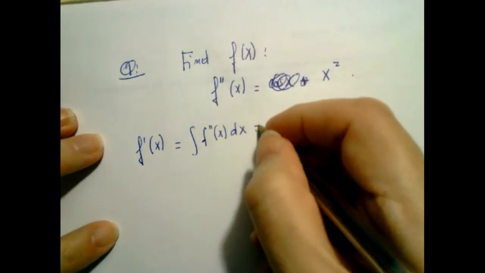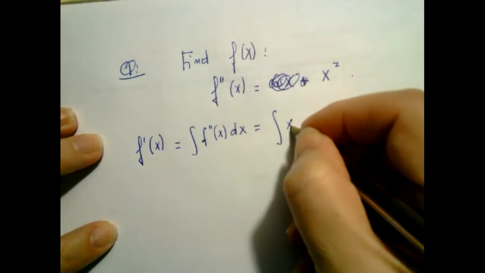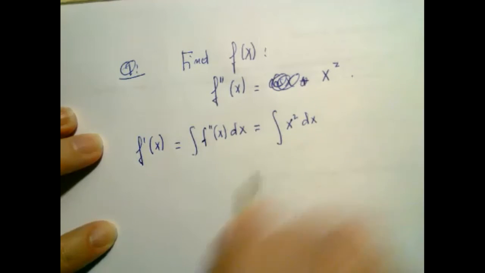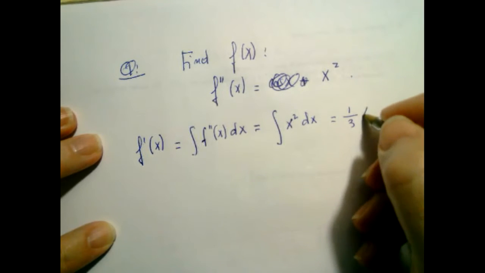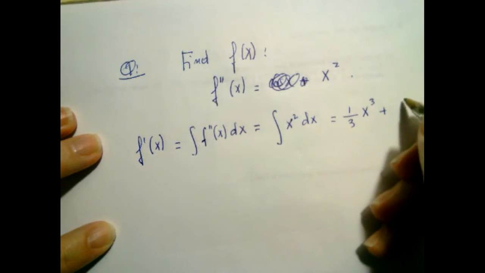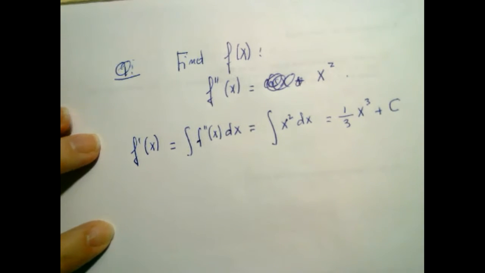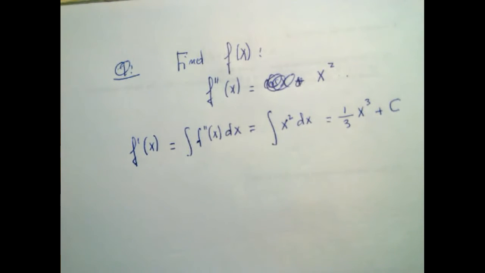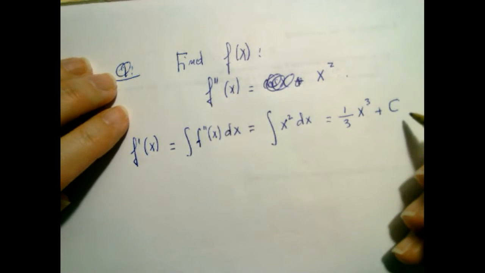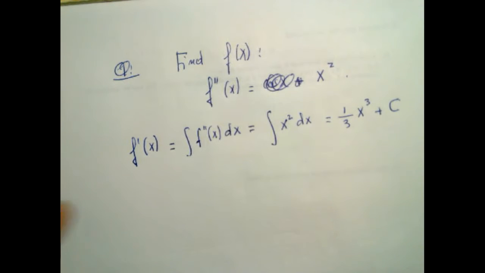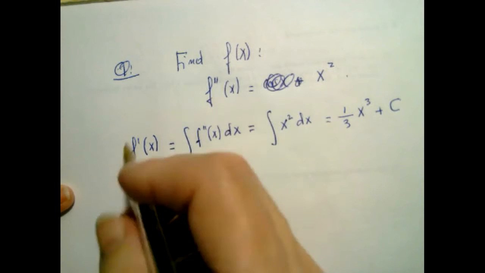All right, so this is going to give me the antiderivative of x squared dx, which is 1 over 3 x cubed plus a constant c. There is a constant because there are a lot of functions whose derivative is x squared, everything of this form. And remember, c is a constant. It's crucial. Constant means it doesn't depend on x, just a constant. Very good. Now I found f prime.